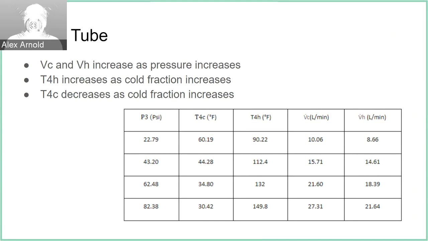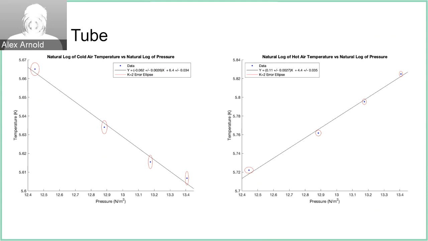Therefore, this data holds true for the idea that the hot air temperature increases as the cold fraction, which is the ratio of the cold outlet flow rate to the total flow rate, increases, and why cold air temperature decreases as cold fraction decreases. These graphs show the natural log of the cold air temperature and the hot air temperature versus pressure.